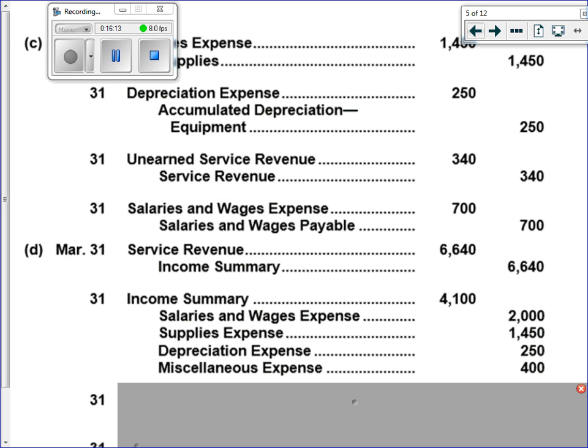I guess I am kind of a T account girl through and through. I'll show you that income summary again.